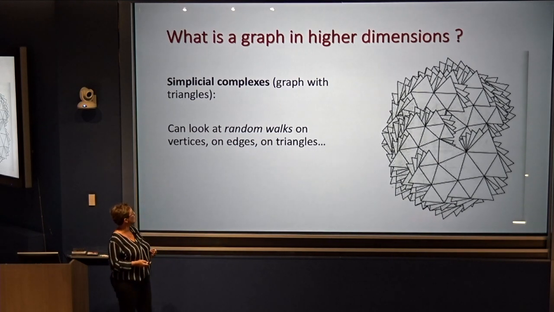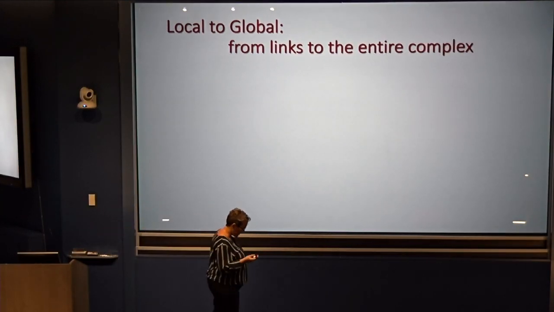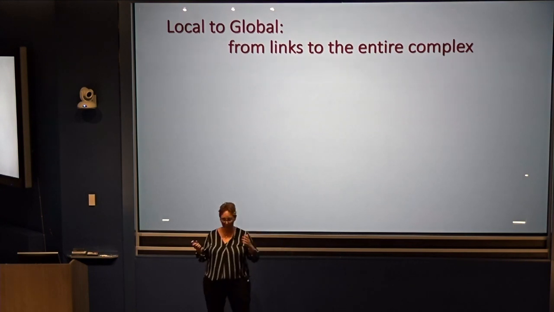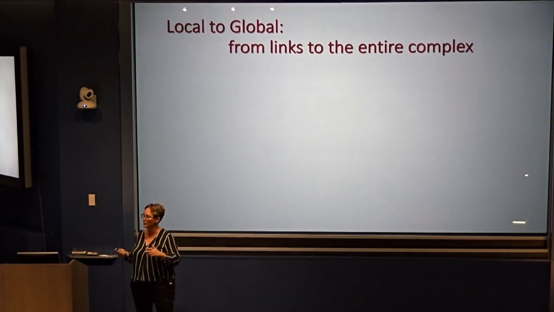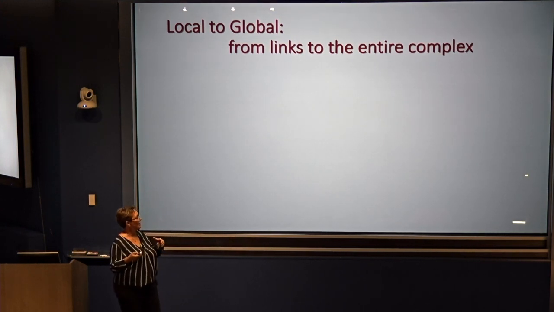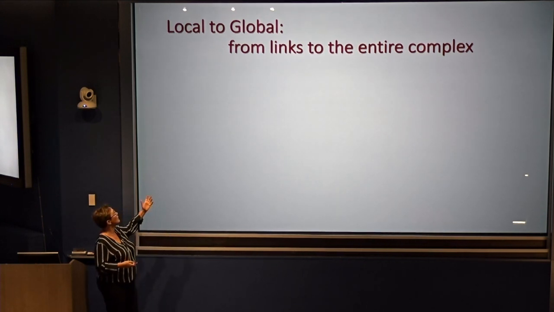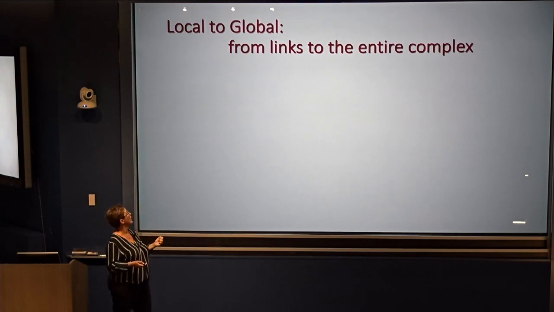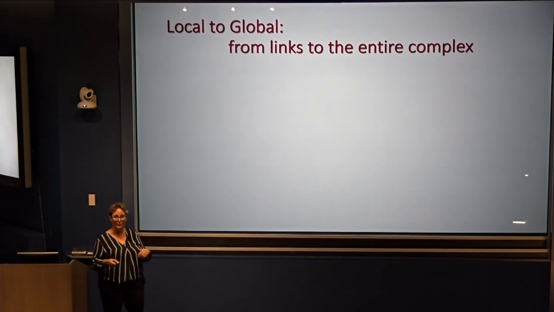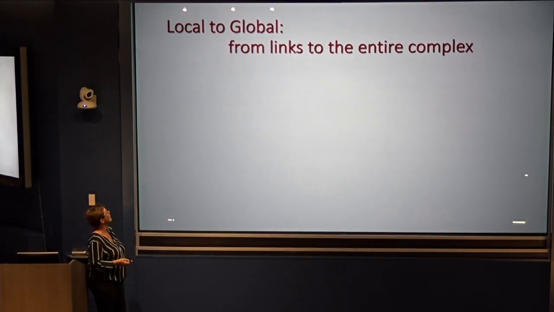triangles, so on. And here is the first property that actually, I think throughout my entire talk, this will be the property that I think captures most of the interest from computer science in these objects. Okay, so this is a very compelling thing, this local to global property that high-dimensional expanders have. And I want to talk about it a little bit and see how the applications that we already have use this property. Okay, so local to global from links to the entire complex.